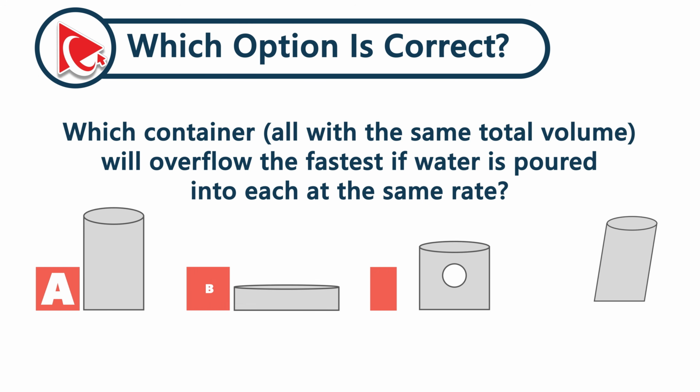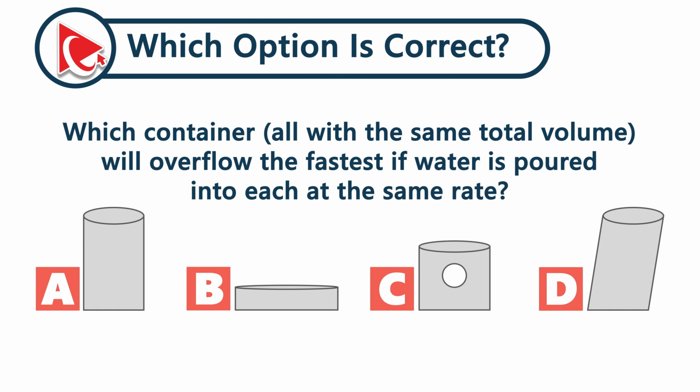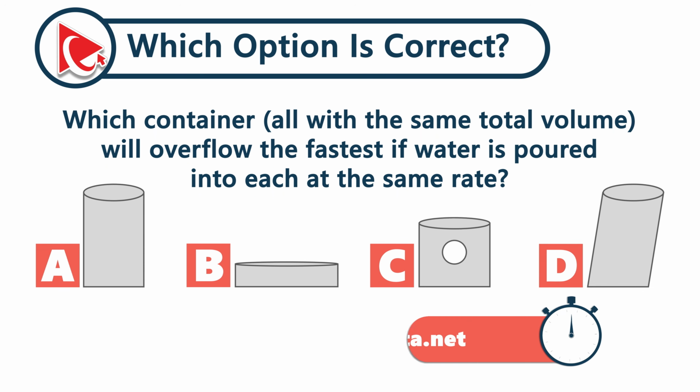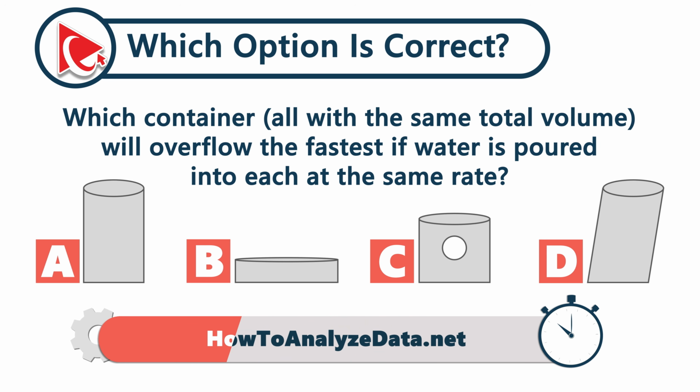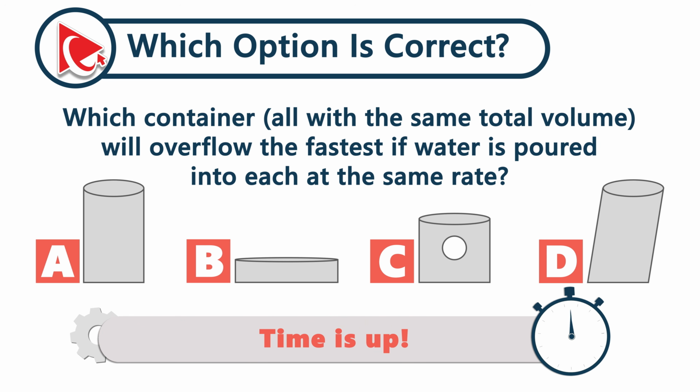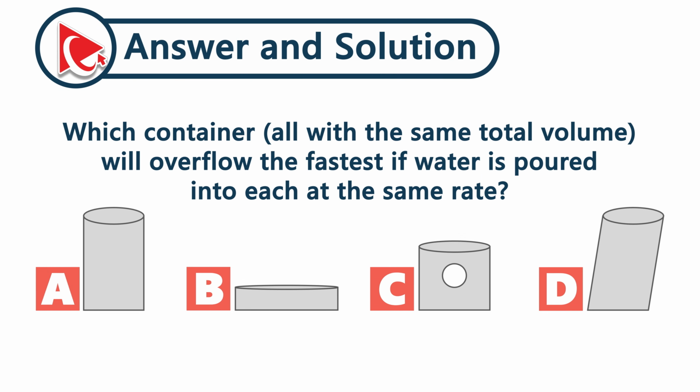Which container, all with the same total volume, will overflow the fastest if water is poured into each one at the same rate? Take a close look at all the containers. In 3 of them, water will fill gradually. But in one container, the hole causes it to leak halfway through the fill, making it the first one to overflow, in function, not in form. So the correct answer here is choice C, a container with the hole halfway up the side.